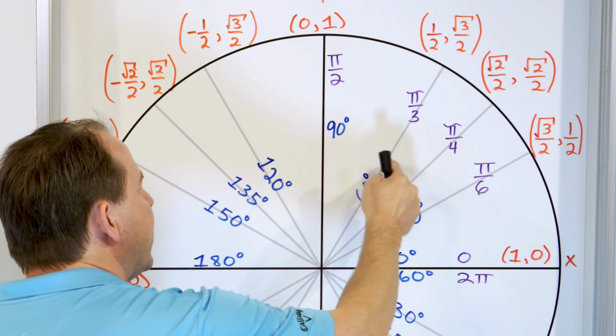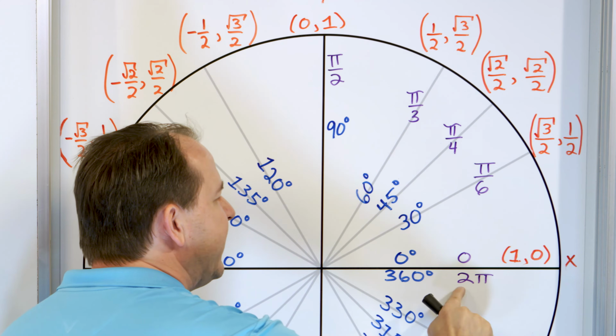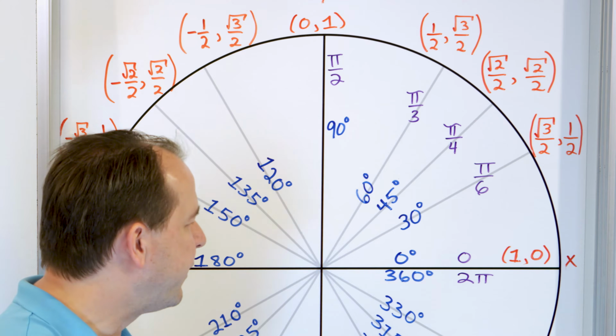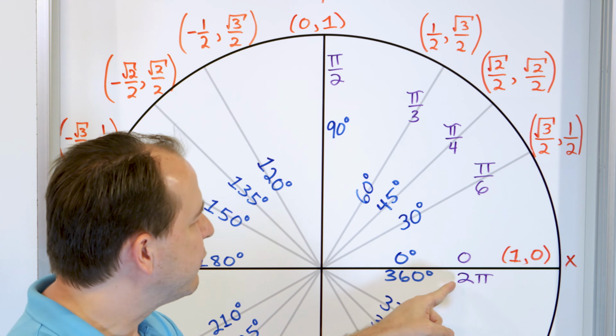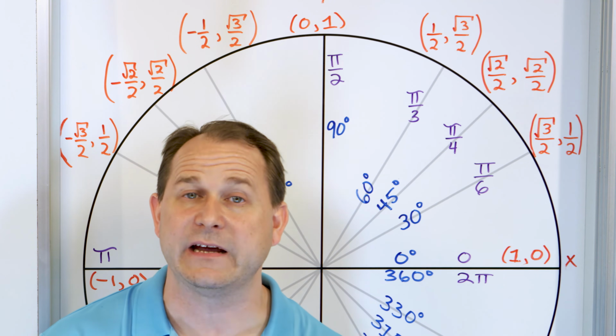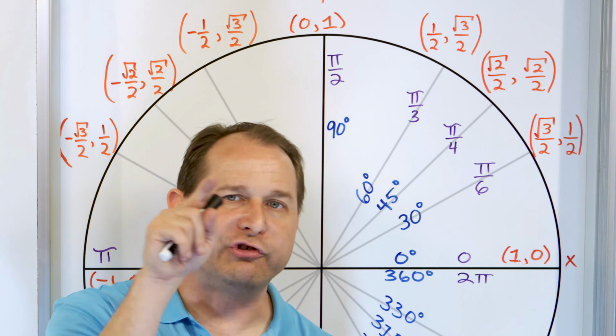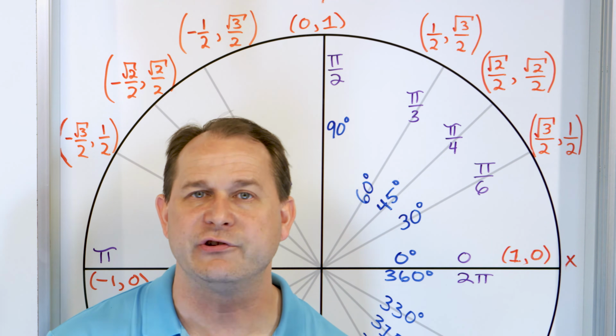So if we go all the way around in the positive direction and get here, we get to the other purple number, which is 2 pi. So you can immediately see that 360 degrees is exactly the same thing as 2 pi radians. There are 2 pi radians in a complete revolution of a circle.